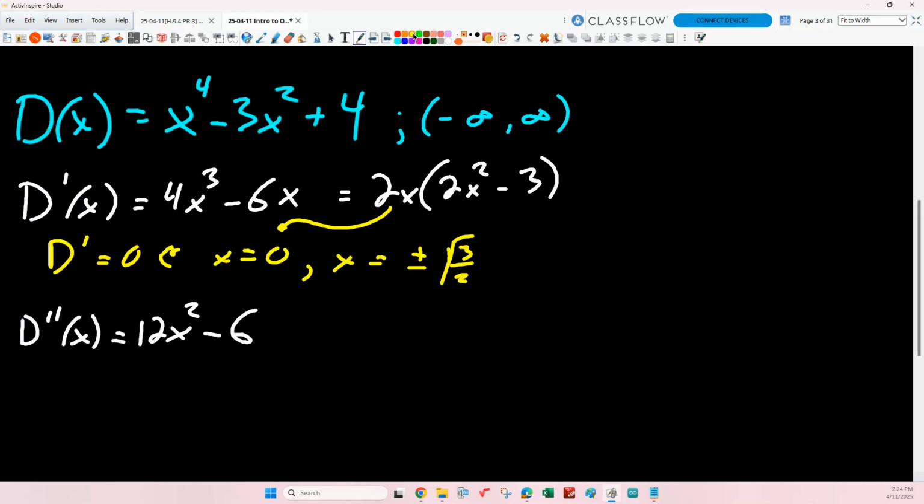Let's see, how about my second derivative? It's so easy to factor. Let's factor it. What do we get? Factor out a 6, so 6 times 2x squared minus 1. Did I do that right? Yes. Yeah, okay. We can just leave it like that. That's fine.